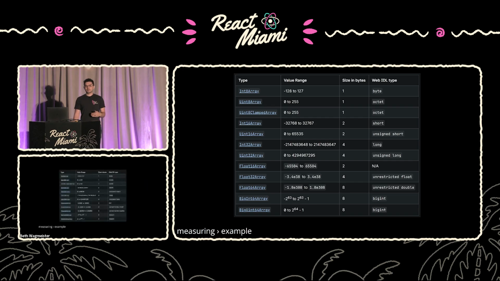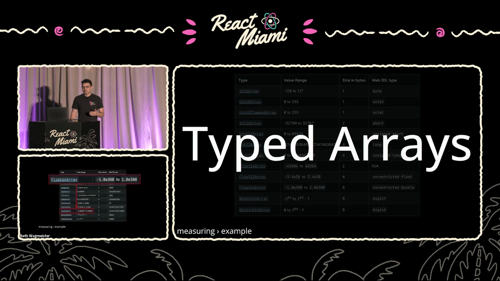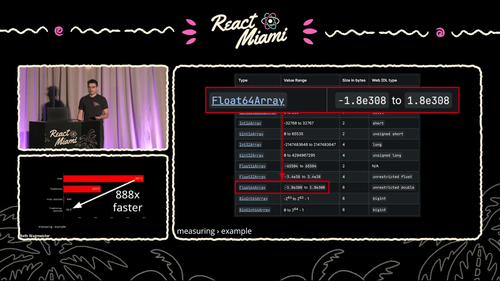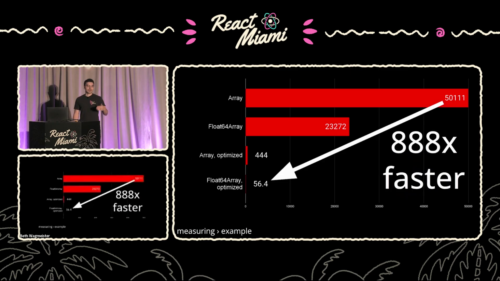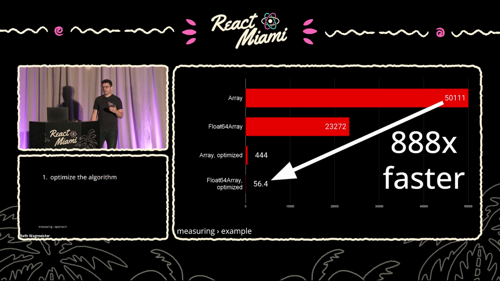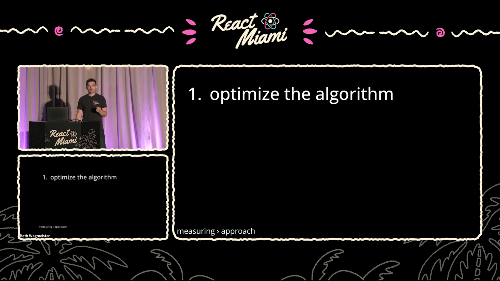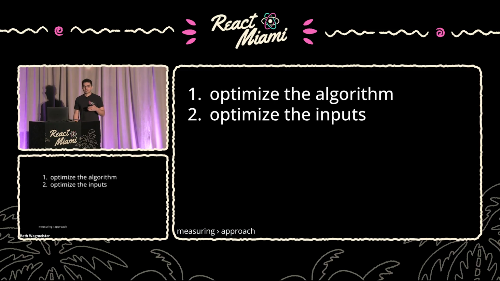And there's a lesser-known optimization built into JavaScript engines that we can use called typed arrays. So for example, there's a Float64Array that we can use. And just switching out our regular array for a typed array gets us 888 times faster. So notice the two optimizations we made were completely different approaches. First, we optimized the algorithm internals, and then we looked at external inputs and gave the runtime better information to work with for its own little internal optimizations.